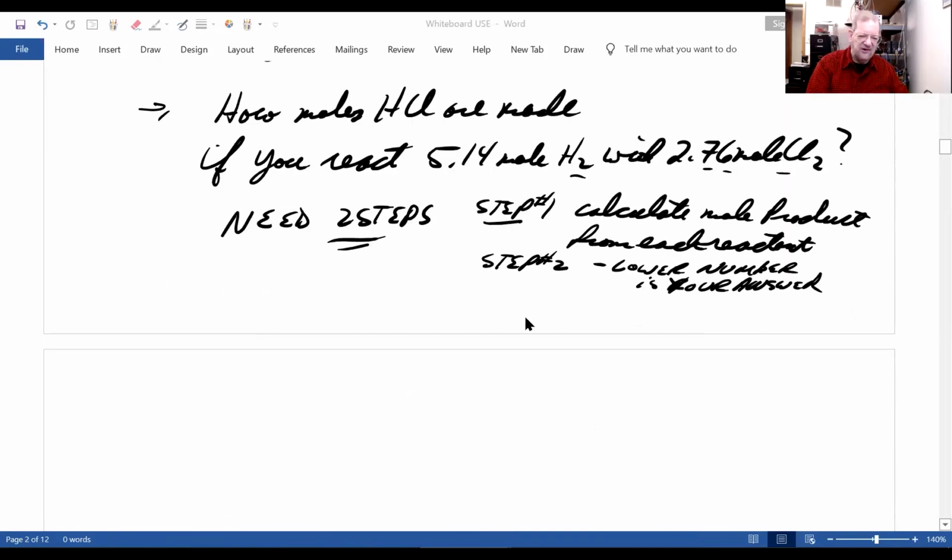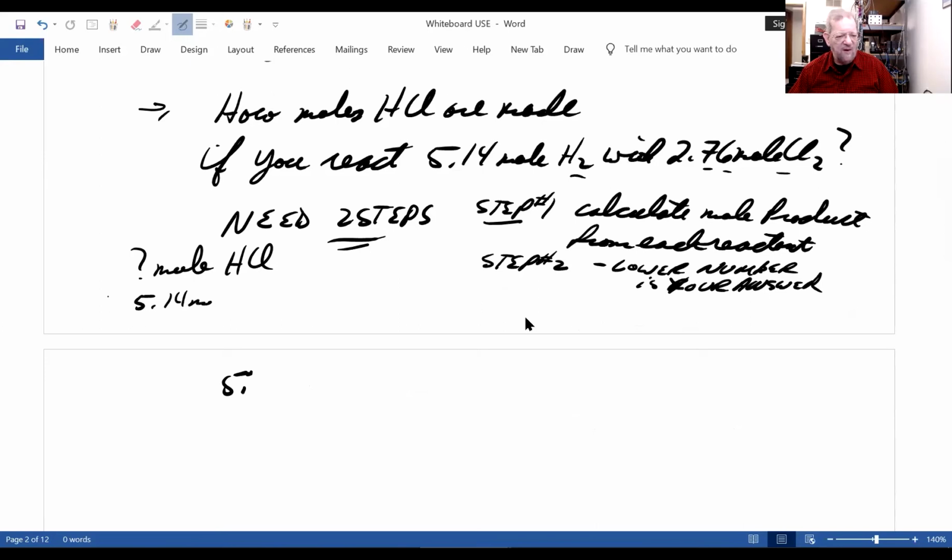All right, how do we do this? You need 2 steps. And what do you do for each reactant? First one, we have 5. What are we trying to find? Moles of HCl. What are we given? 5.14 moles of hydrogen. And we're given 2.76 moles of chlorine. So we're trying to find this. We need 2 steps. And the first step is take each reactant, in this case 5.14.